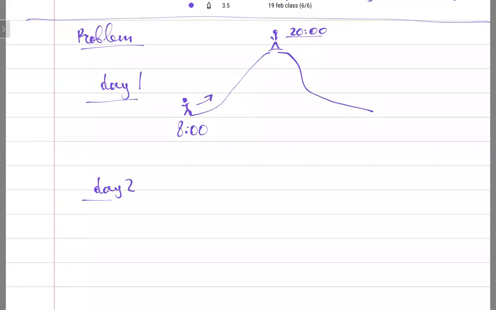Day two, the monk will sleep on the top of the mountain, and on day two, he starts at 8 a.m. at the top of the mountain, and he goes down and he finishes at 8 p.m. The speed is also not constant. The speed changes over time because sometimes the descent is very easy, sometimes it's very hard, sometimes he's just admiring the views.